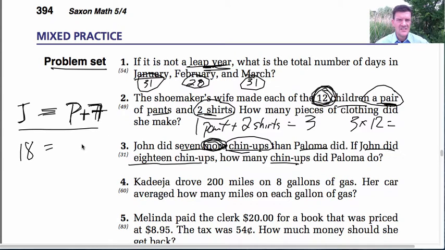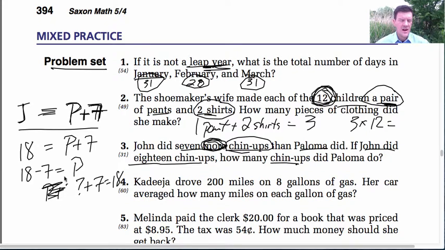Well, Paloma did 7 less than John. Or Paloma has to add 7 to match John. Or in other words, 18 minus 7 is going to give you Paloma's. Sorry, let's write it this way. What plus 7 would equal 18? So however you answer that, you're going to end up getting that Paloma did 11. Okay?